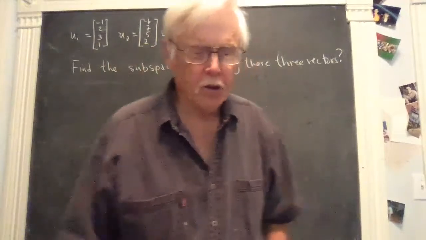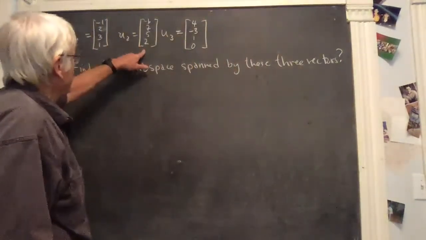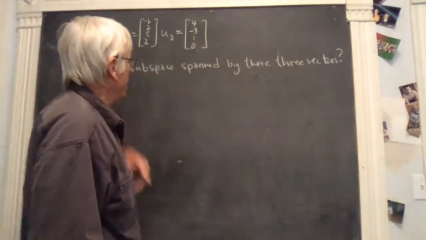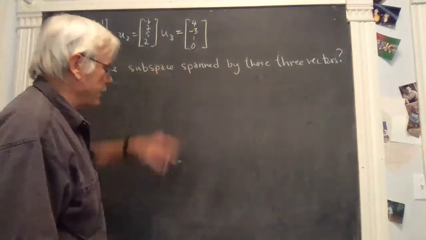Today we're going to take a look at this problem. I give you three vectors, u1, u2, u3. They're all in four-dimensional space. And I ask you to find the subspace spanned by these vectors.